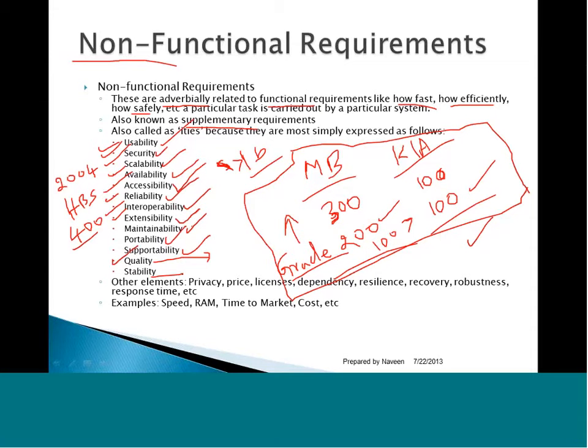Stability. Is your system stable enough or will it crash if there are more number of hits? For example, during Thanksgiving or Cyber Monday or some of these holiday seasons, or whenever there's a new product launch, some of these retail websites would crash. They're not stable. Some versions of Firefox are not stable. It would crash. Some of the other non-functional requirements are privacy, price, license, dependency, resilience.